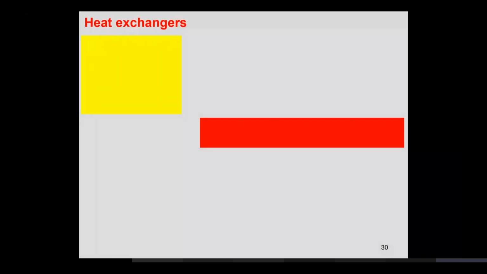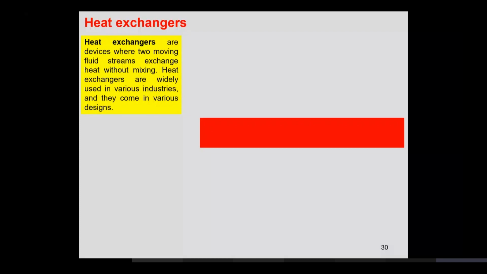The component that we are going to look into today is essentially the heat exchangers. Heat exchangers essentially work under the same philosophy that there is a heat transfer associated, but the only difference between heat exchangers and mixers is that in heat exchangers, there is no physical mixing of the fluids. Essentially, there are two moving fluid streams that exchange heat with each other without physical mixing.